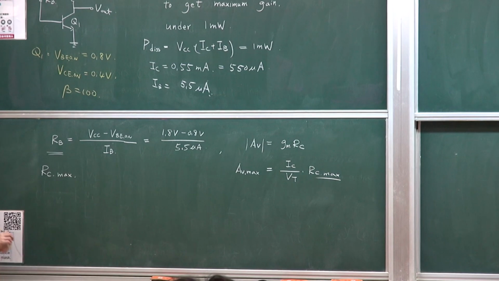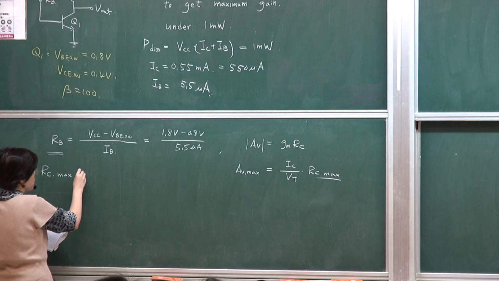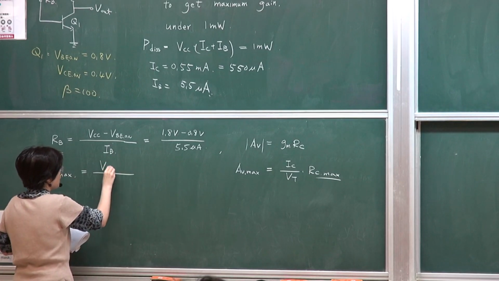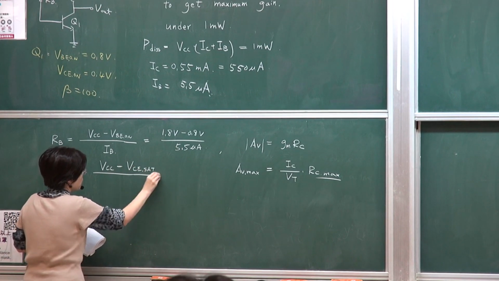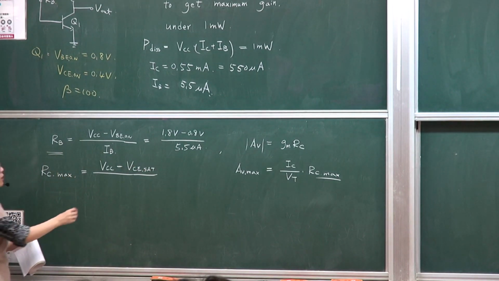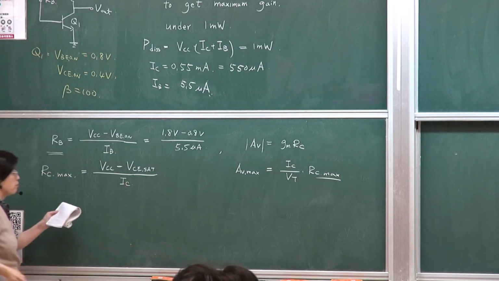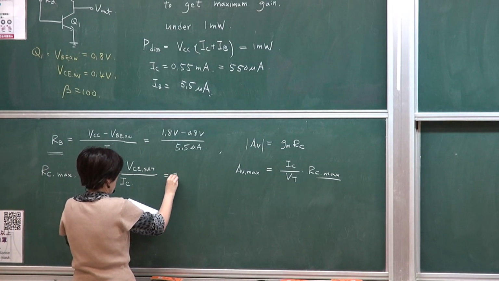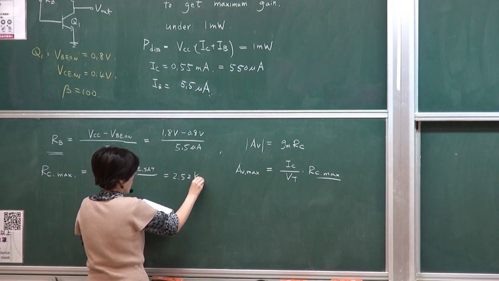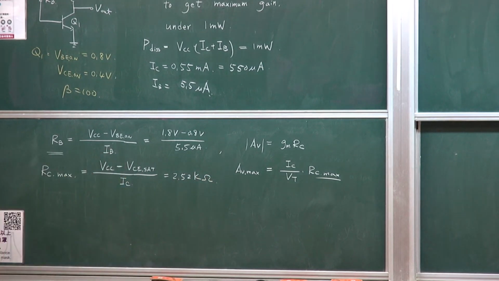Okay? So how does one find it? What limits your maximum gain? It's limited by whether your device will be operating in saturation. So the maximum resistance will be VCC minus VCE set, that's at the boundary, remember, I'm standing at the edge already, divided by IC. Okay? And this would then give me 2.5. So my final design will be something like this.